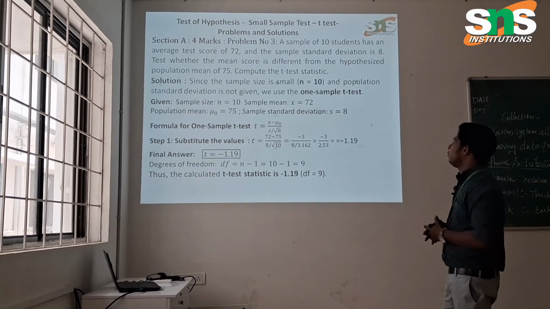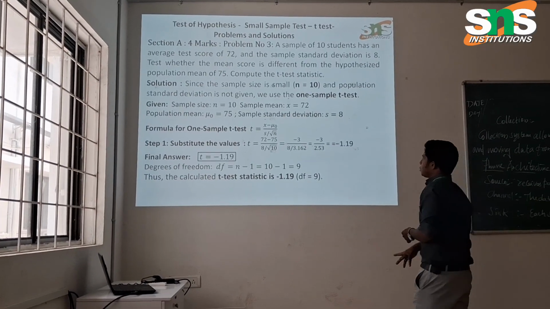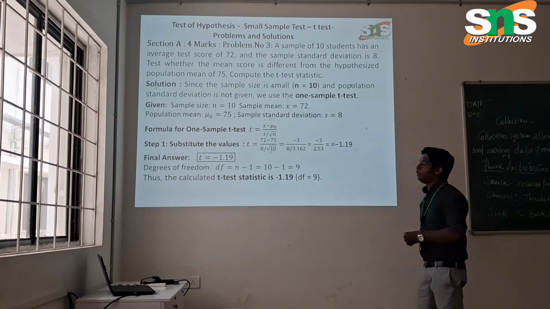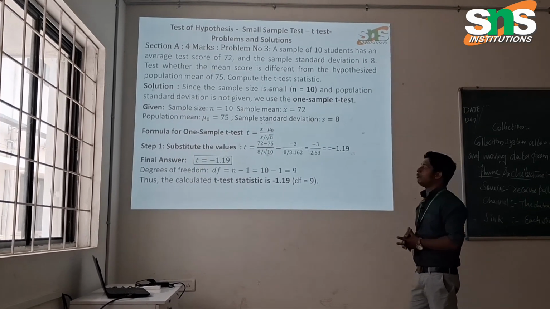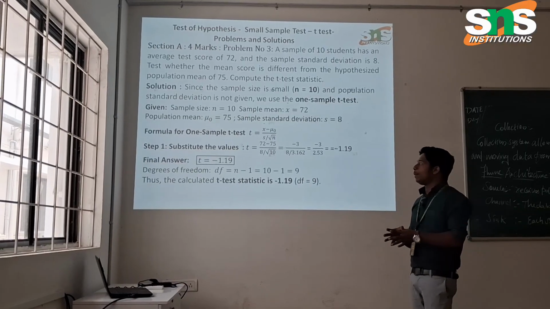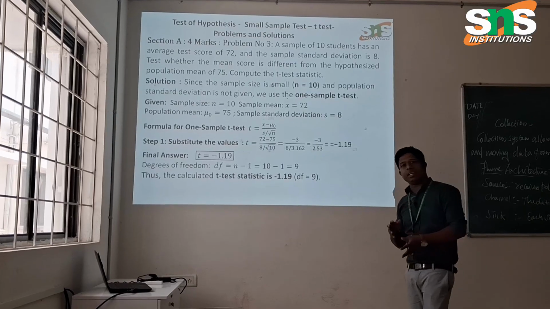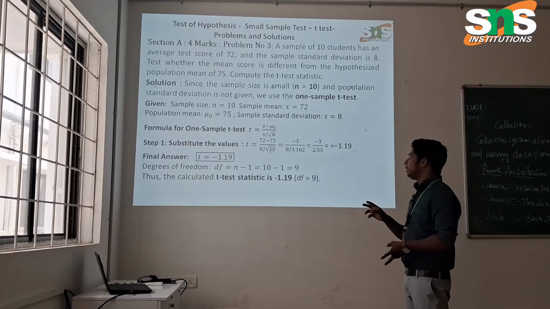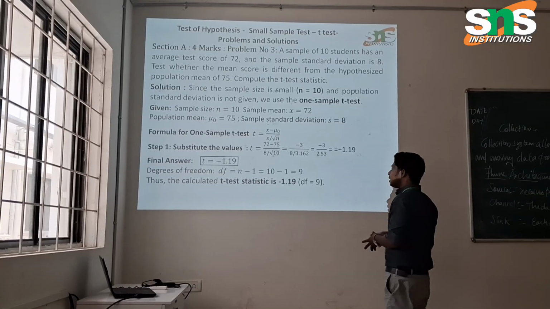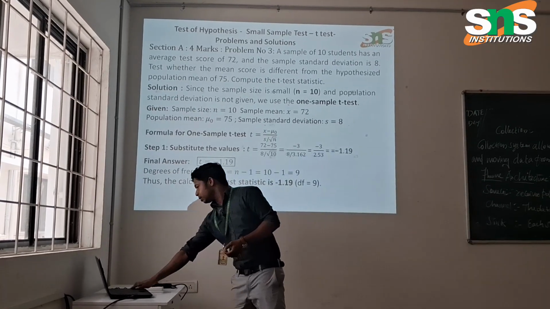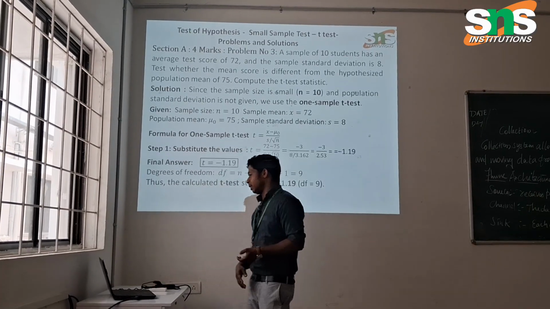So we calculate the value: minus 3 divided by 8 by 3.162, that is minus 3 divided by 2.53, that is equal to minus 1.19. The final answer is minus 1.19. Here the degrees of freedom, n minus 1, is equal to 10 minus 1 equal to 9. Thus the calculated t-test statistic is 1.19.